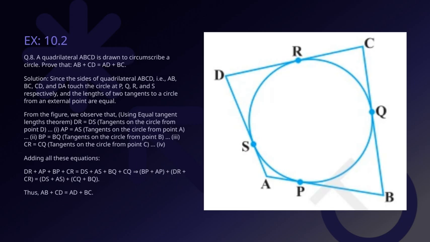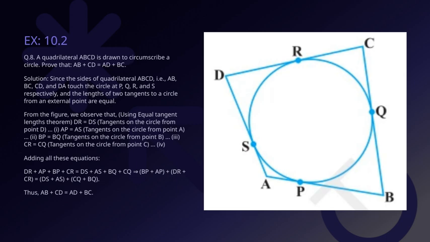By analyzing the figure, we observe that, thanks to the equal tangent lengths theorem, certain pairs of tangents from an external point to a circle are equal. For example, DR equals DS because they are tangents from point D. Similarly, AP equals AS, BQ equals BP, and CQ equals CR. These equalities are crucial because they allow us to pair up segments and simplify the relationships.